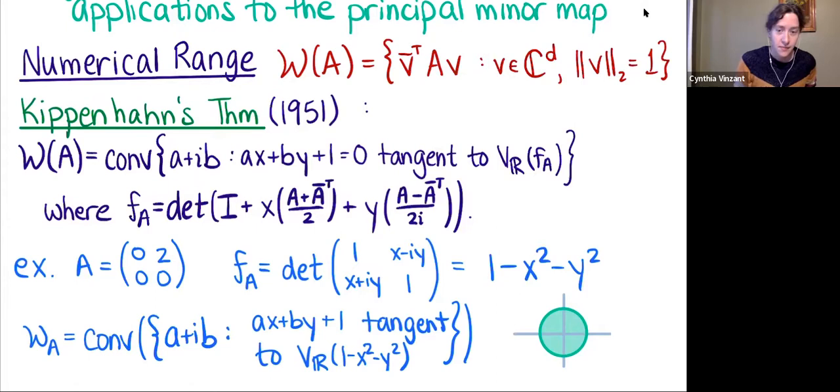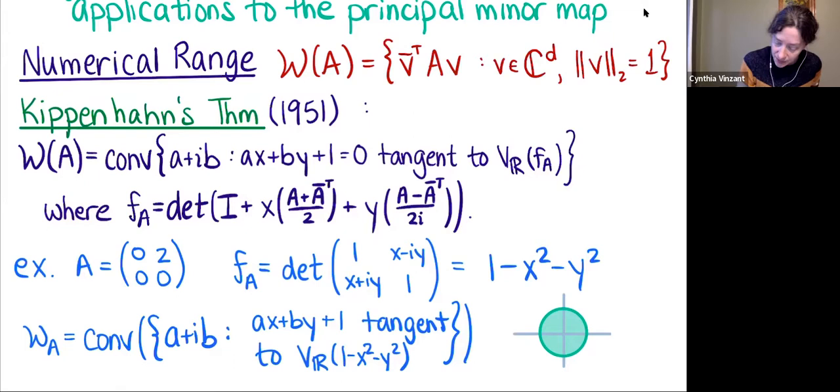And so then what I do is I consider all lines that are tangent to the circle, and I pick off the coefficients of x and y and turn them into complex numbers and take the convex hull.